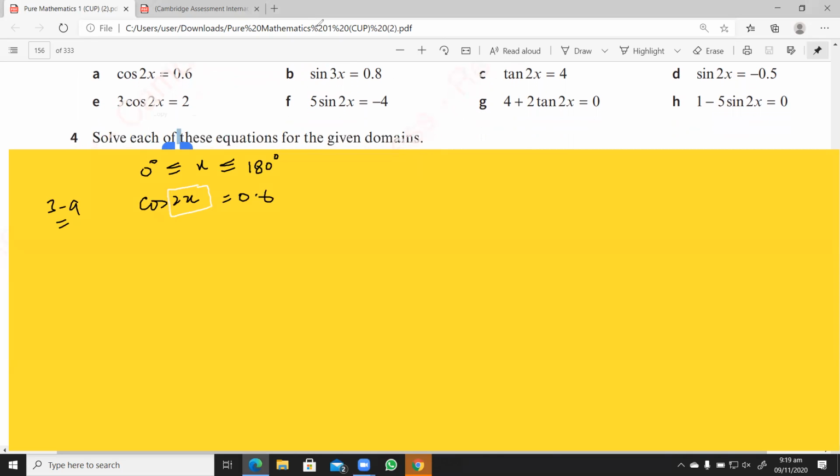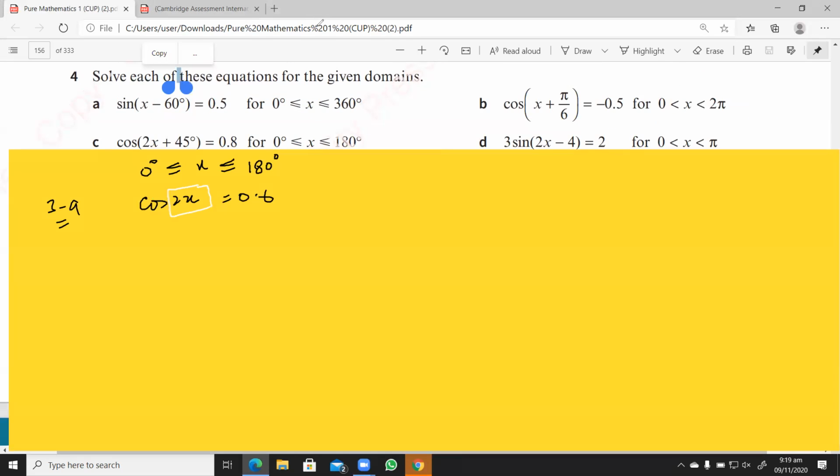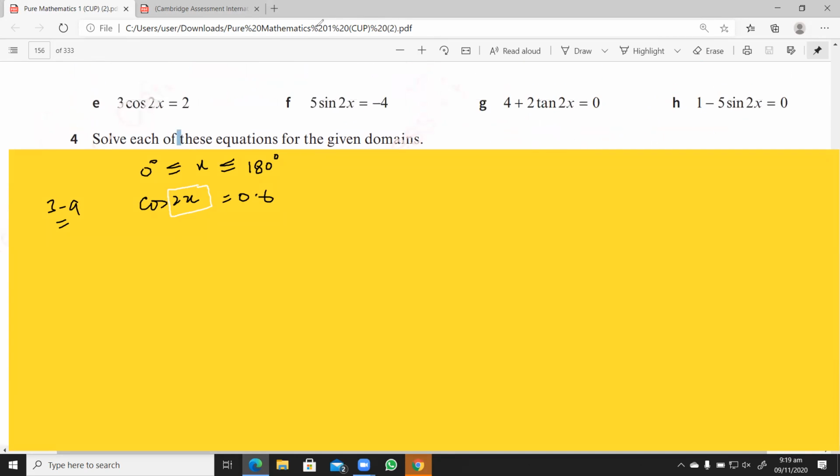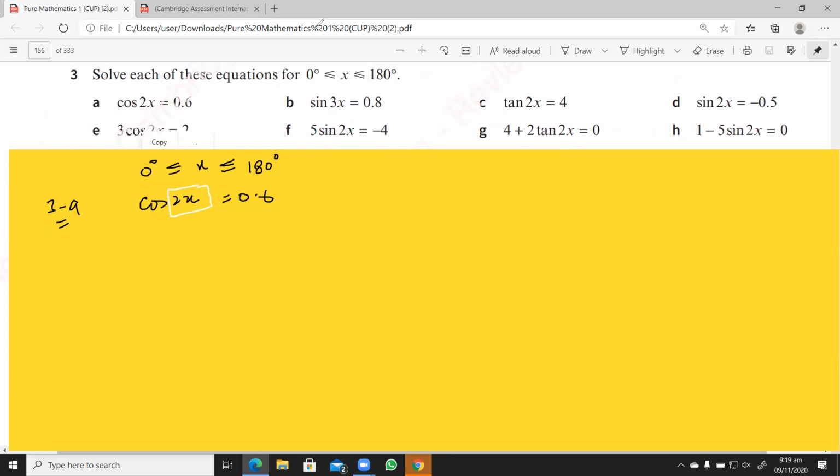If you look at the upcoming question, the fourth question, can you see the angles here: x minus 60, x plus pi by 6, 2x minus 4, or 2x plus 45? These angles are called compound angles. Your trigonometric equation should not have compound angles in it, so we'll first convert these compound angles into simple angles, and then we shall proceed.